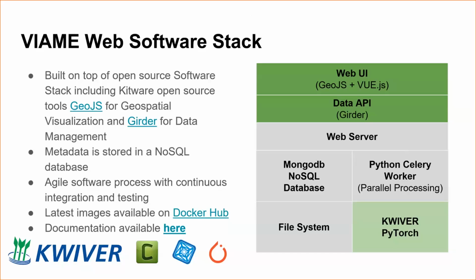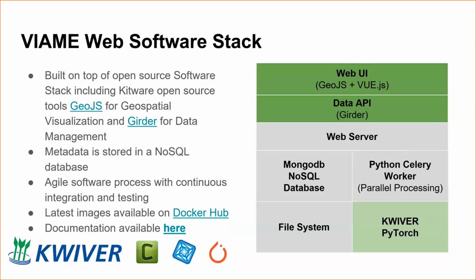In the case of VIAME, we don't use the mapping. We just use it for rendering the mid to high resolution data sets over the web. And then we use Girder for providing the data API that makes it easy for us to build an application like VIAME Web. I'll talk more about that in a slide later.